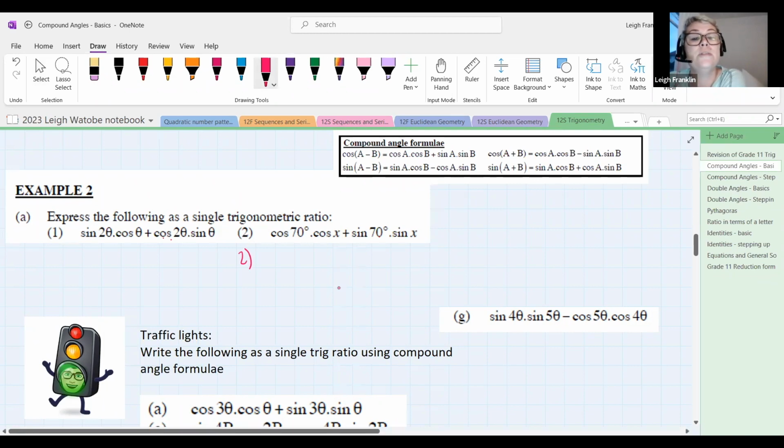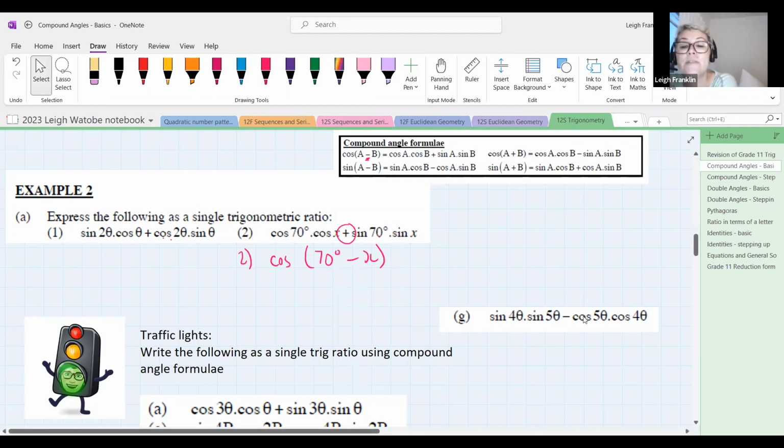All right, so we've got cos 70 cos x plus sine 70 sine x. So if we have a look over here, we've got cos, sine, sine. So we know it's one of our cosine compound angle formulae. And obviously, because we've got a plus there, it would end up being a minus over here. So we could simply write this as cos 70 minus x like so. Everybody happy with that? So that's how we would write it as a single trig ratio.